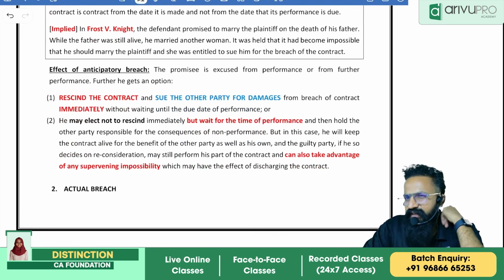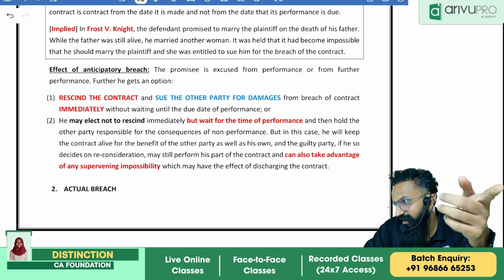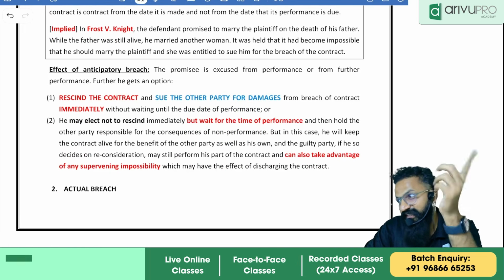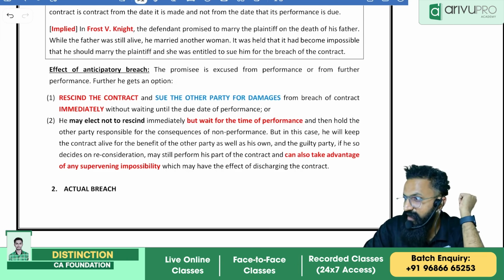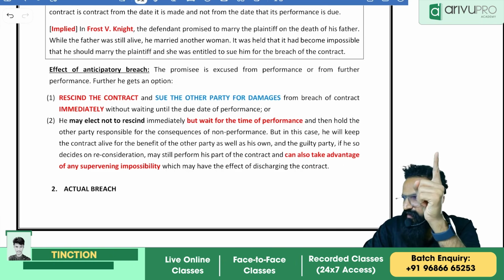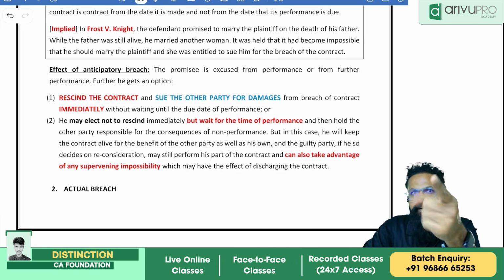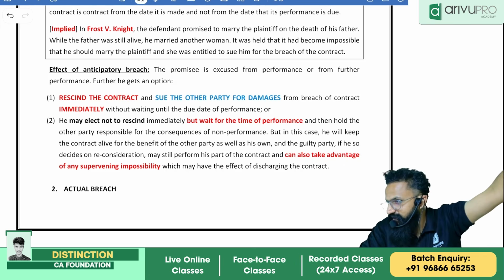So anticipatory breach: I can immediately cancel the contract and claim compensation, or I can wait till the last day and claim compensation. But there is a risk of the contract becoming void, for example, the factory having a breakout of fire. All that risk is always there. That means if there is a void contract, you cannot claim compensation. That compensation will also go off from your hand.